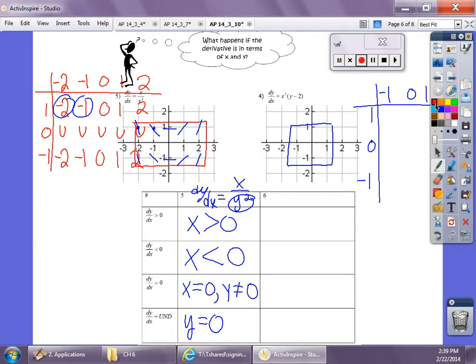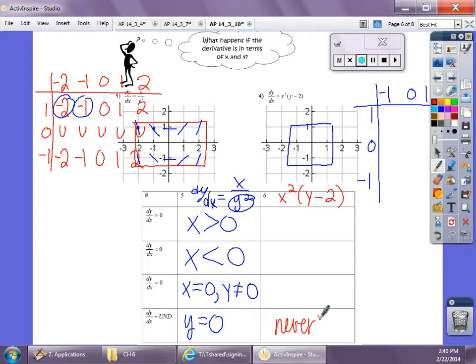So in answering this, the easiest ones to answer are your undefineds and zeros. So let's start with the undefined. We know that that's never going to happen because there's no fraction with a variable in the denominator, there's no variable in an even root, and there's no variable within an ln or a log. Those are our 3 domain restrictions that we use.